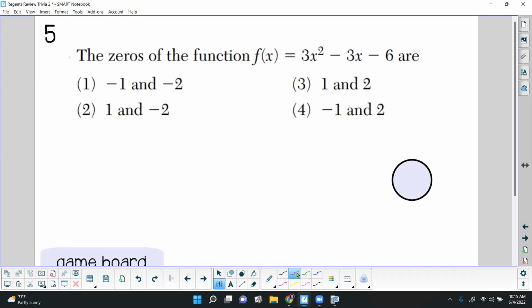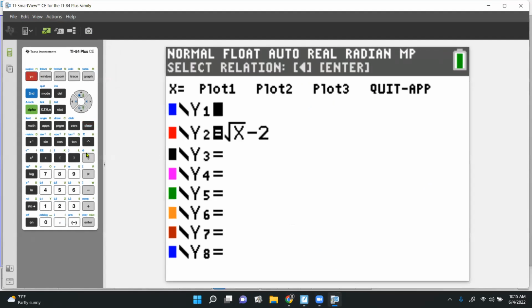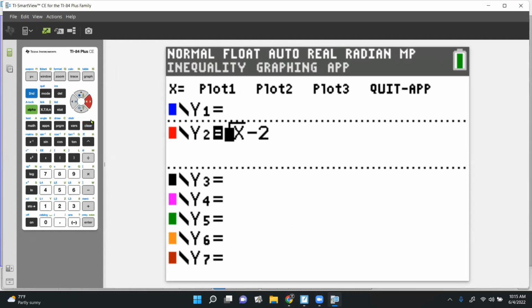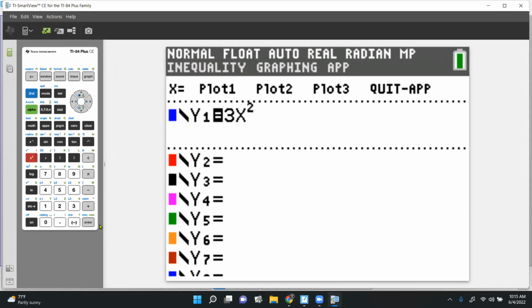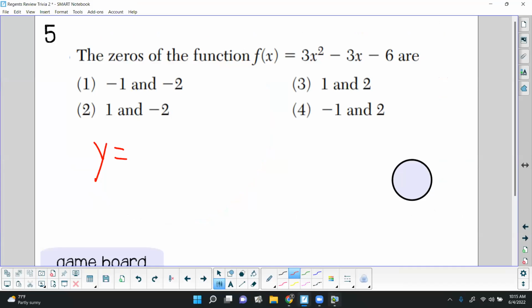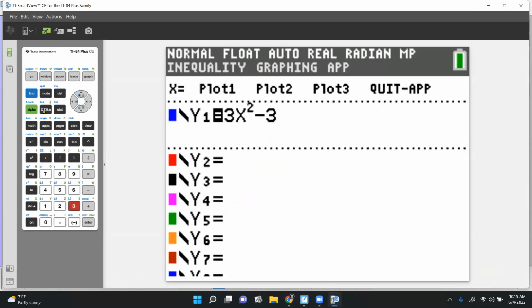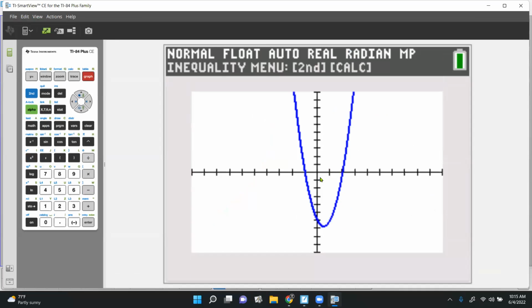Here's a couple of ways you could solve this. One is you could type it in your y equals button, right? You could certainly do that and take a look at the zeros. I'm going to quickly do that. 3x squared minus 3x minus 6. So in my y equals button, I'm going to clear this out. I have 3x squared minus 3x minus 6. Take a quick look at my graph and I can see very quickly there are the zeros, root solutions at -1 and +2.